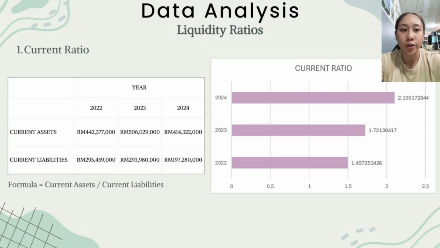Using the current ratio formula, the ideal benchmark must be higher than 1.0. This is because the higher the ratio, the better. For Amway Malaysia Holdings Berhad, as you can see in the graph, all current ratios are higher than 1.0. This indicates that the company is able to meet its short-term financial obligations. But as you can see, the most ideal current ratio is during the year 2024, amounting to 2.10.